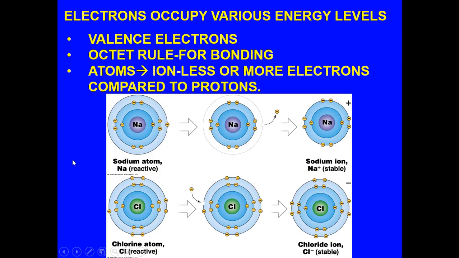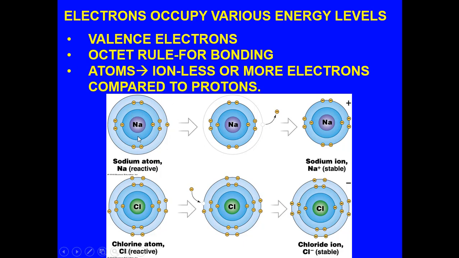As I mentioned before, we were talking about valence electrons, and you can see here are the valence electrons. The octet rule is very important in understanding chemical bonding. Now, chemical bonding, we're going to talk about several different types. When atoms lose electrons or have more electrons compared to the protons, that is when you go from being an atom to an ion. Let's take a look at this example.